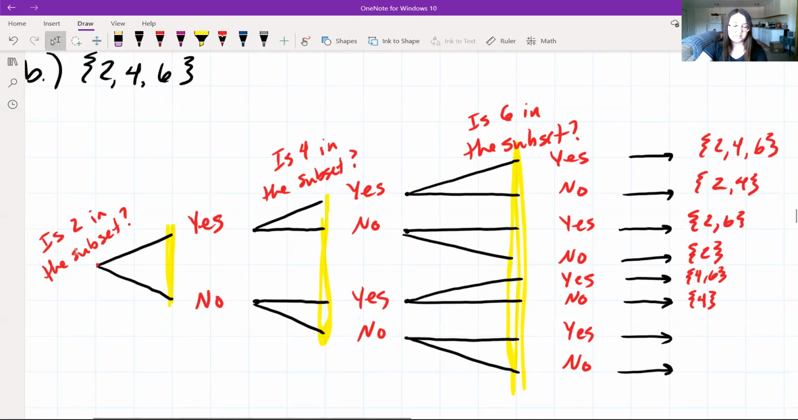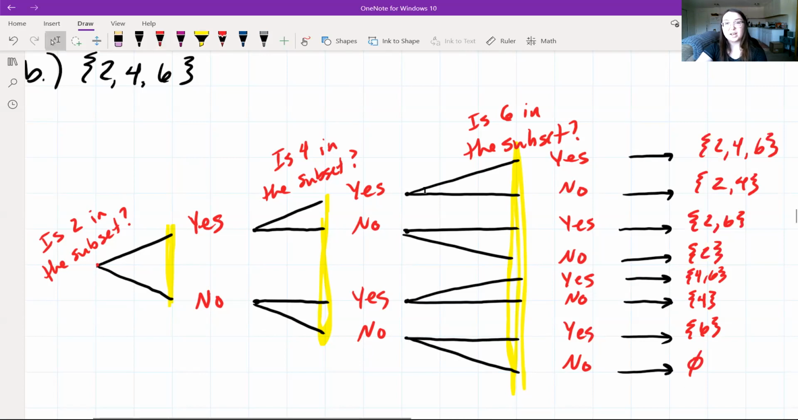All right, last 2. So we think, is 2 in the subset? No. Is 4 in the subset? Let's go with no. But is 6 in the subset? Let's go with yes. All right. Now our very bottom branch here is going to be, is 2 in the subset? No. Is 4 in the subset? No. Is 6 in the subset? No. So this means that nothing's in our subset, and this gives us our empty set.